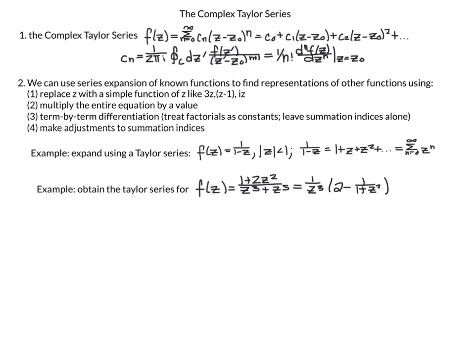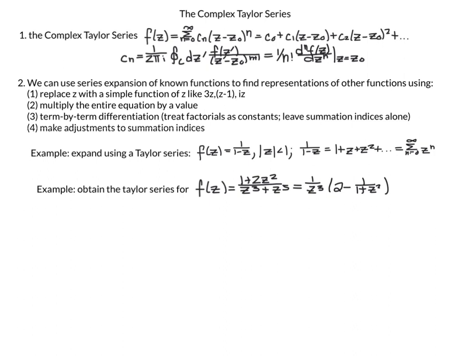I'm going to give you another example. Here is our known Taylor series, which, by the way, I just realized has x's in it all of a sudden. I don't know why. I'm going to go back and fix it, so maybe by the time you see this video, you'll see z's over here. But anyway, using this Taylor series expansion, we want to obtain the Taylor series for f of z equals 1 plus 2z squared over z cubed plus z to the fifth.